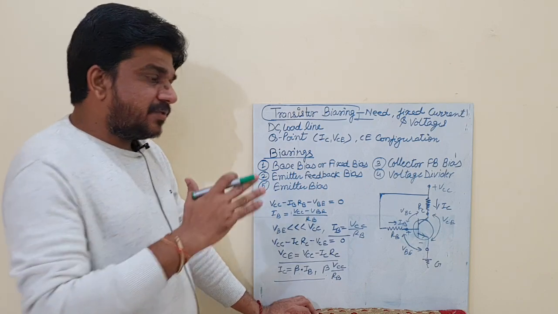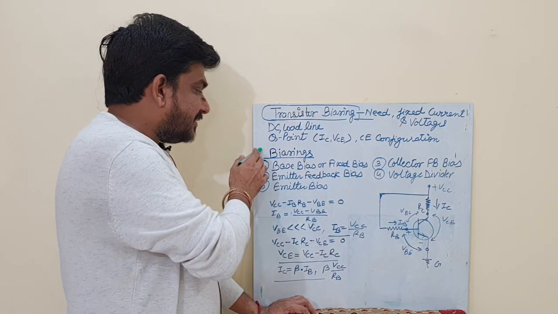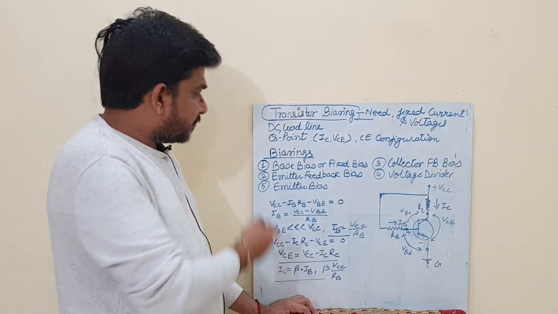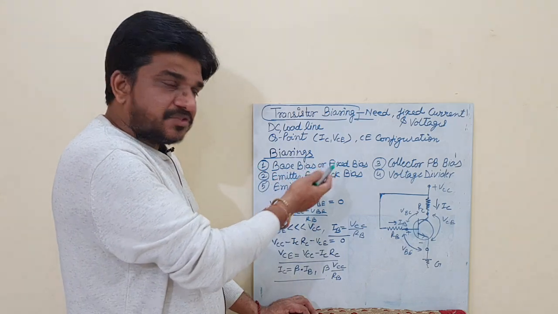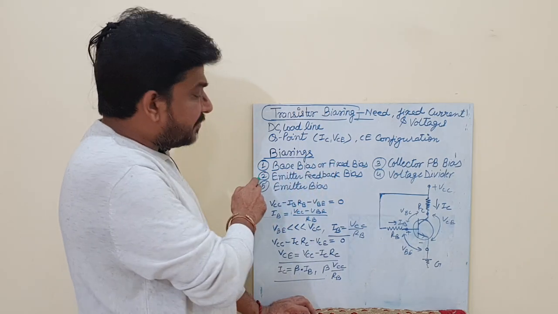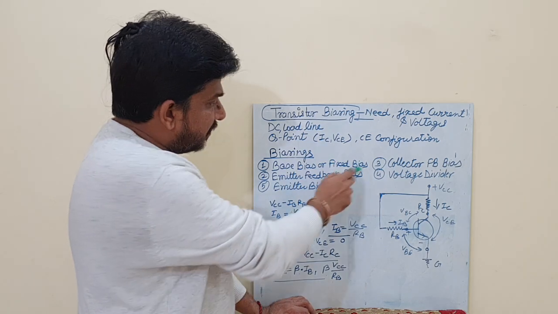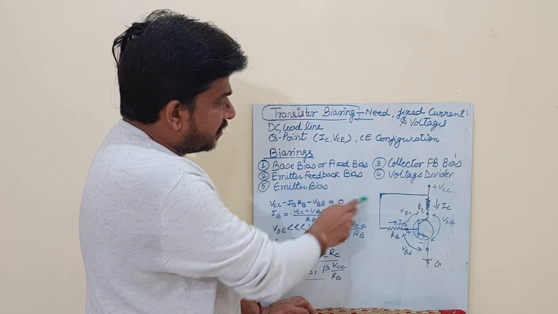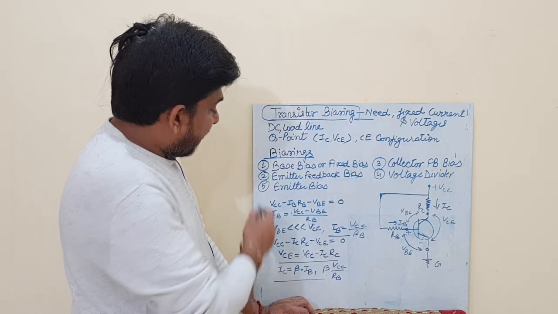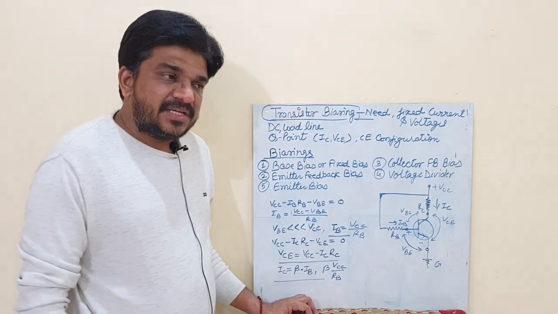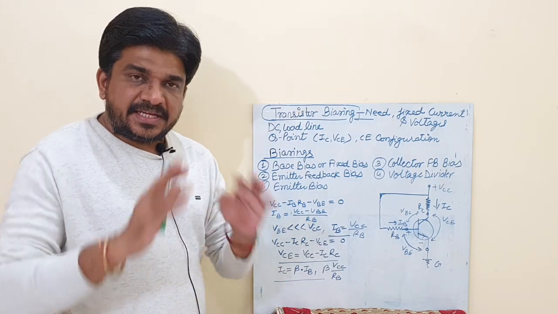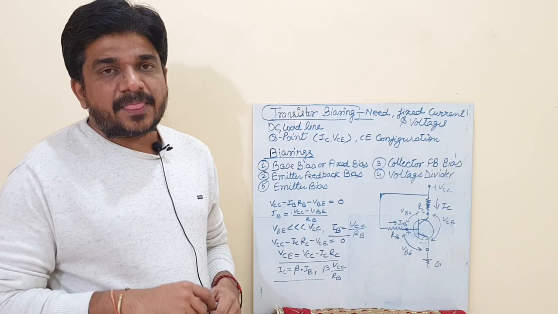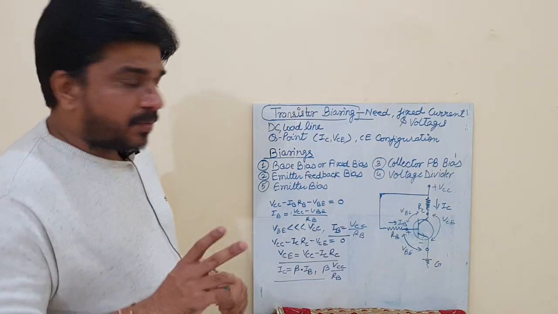When we talk about biasing, it can be of 5 types. The first is base bias or fixed bias circuit. Second is emitter feedback bias. Third is collector feedback bias. Fourth is voltage divider bias, and fifth is emitter bias. These are basically different techniques to stabilize the output and to get the proper output.